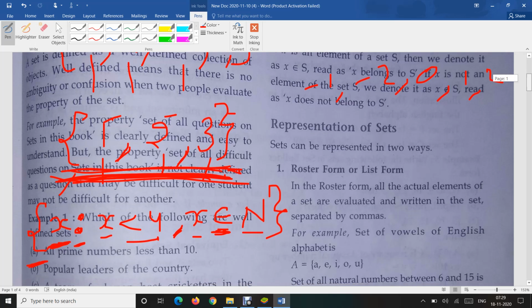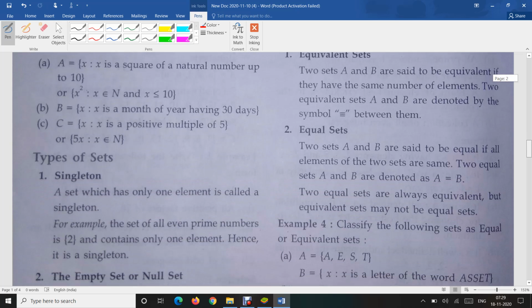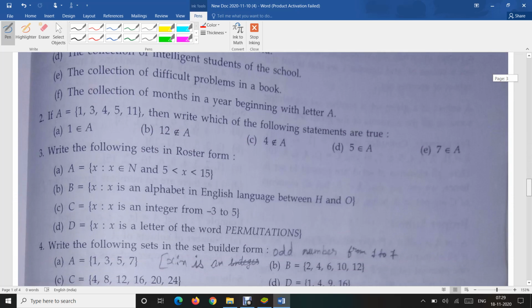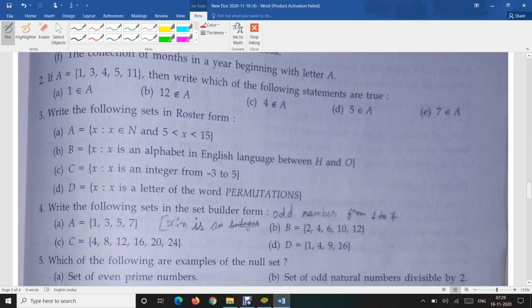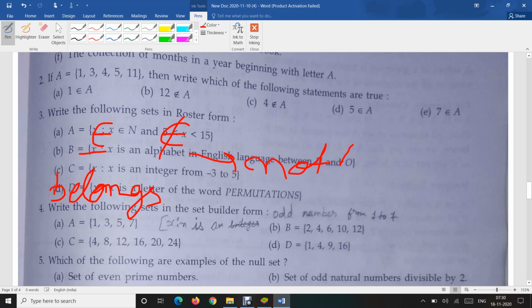Now in the previous class we were doing question number 2, and today we will start with the same question. This is question number 2. If A is equal to the set {1, 3, 4, 5, 11}, then write which of the following statements are true. I already told you that this is the sign of belongs to, and this is the sign of not belongs to.